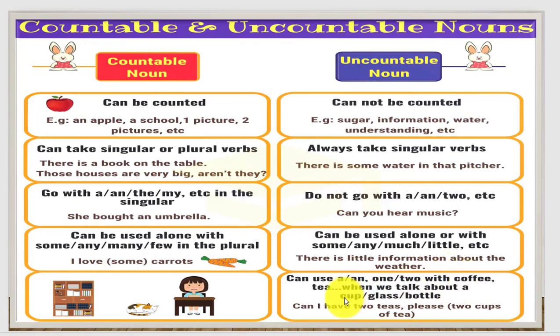As I mentioned, with coffee and tea or water, we can say, can I have a cup of tea? Can I have a glass of water? Can I have a bottle of water? And we can also say, can I have one tea? Can I have two teas? Can I have one coffee? Can I have two coffees? Which means two cups of tea, two cups of coffee, two bottles of water.